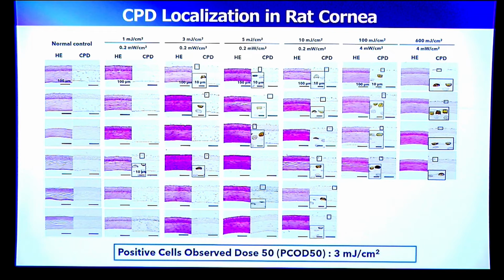Immunostaining results are shown. CPD positive cells were observed in all corneas at irradiation doses of 10 mJ/cm² or higher. We decreased the irradiation dose and decided that 3 mJ/cm² was the PCOD 50 because half of the corneas showed CPD positive cells.